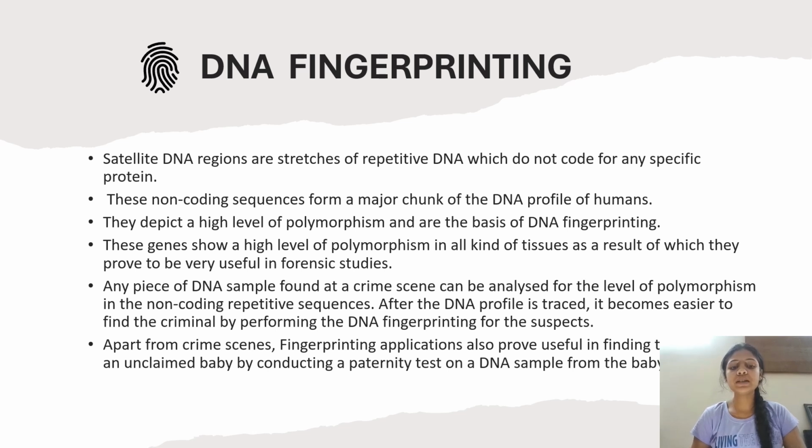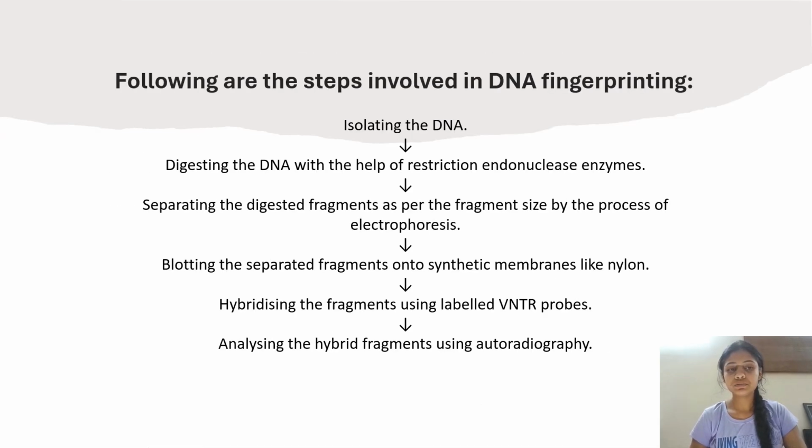Any piece of DNA sample found at a crime scene can be analyzed for the level of polymorphisms in the non-coding repetitive sequences. After the DNA profile is traced, it becomes easier to find the criminal by performing DNA fingerprinting on the suspects. Apart from crime scenes, fingerprinting applications also prove useful in finding the parents of an unclaimed baby by conducting a paternity test on the DNA.